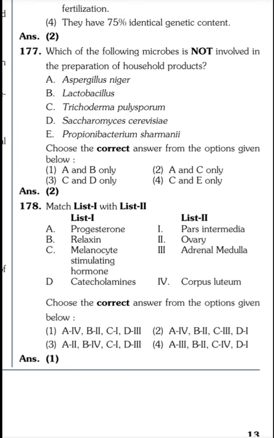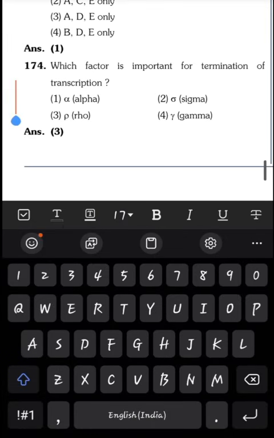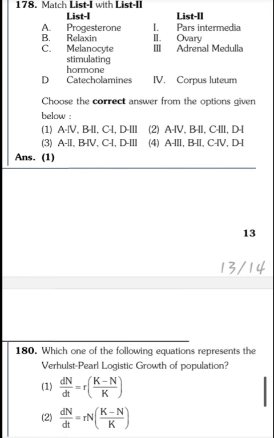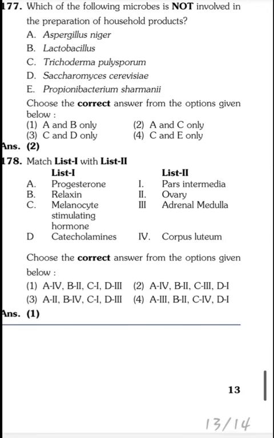178, match the following again. Progesterone, it is produced by corpus luteum. Relaxin, it is by ovary. Catecholamines is adrenal medulla. So the option is A4, progesterone, corpus luteum. B2, so relaxin produced by ovary. And C1, melanocyte stimulating hormone is produced by the pars intermedia, and catecholamine by adrenal medulla. So first option is correct.